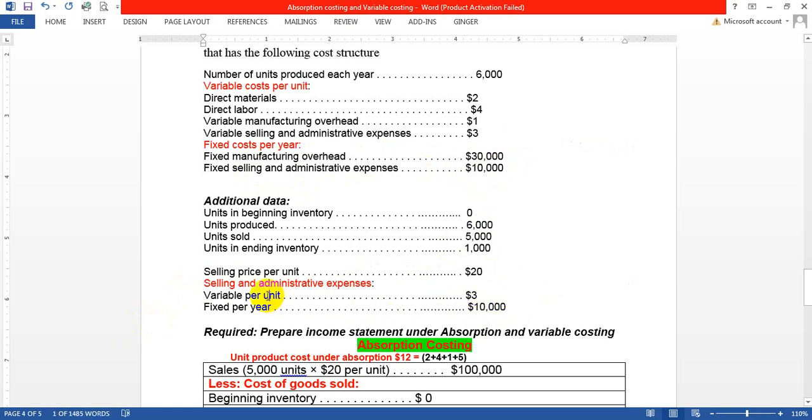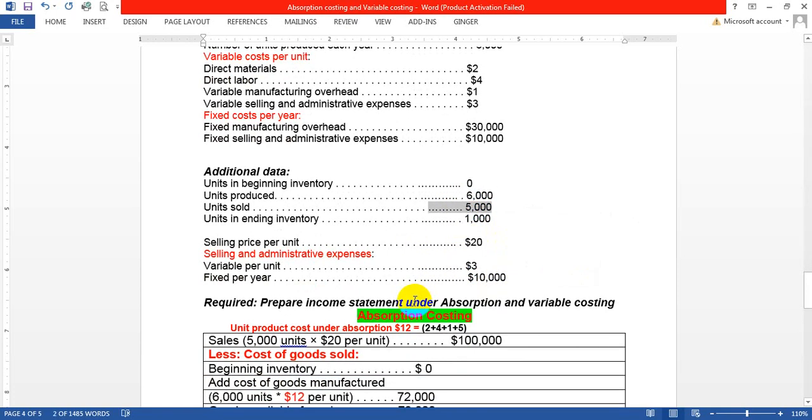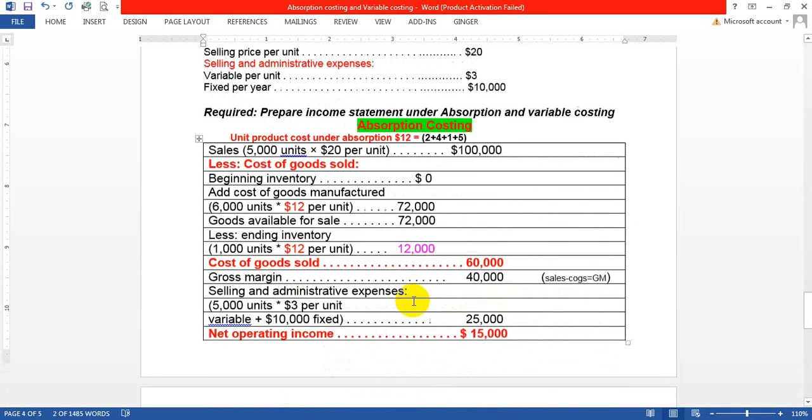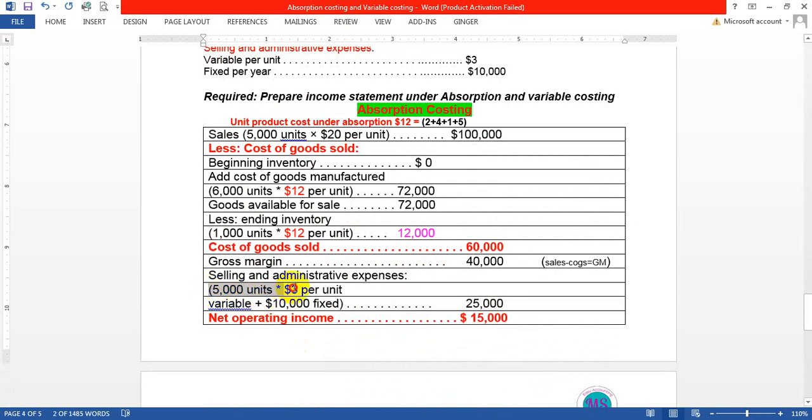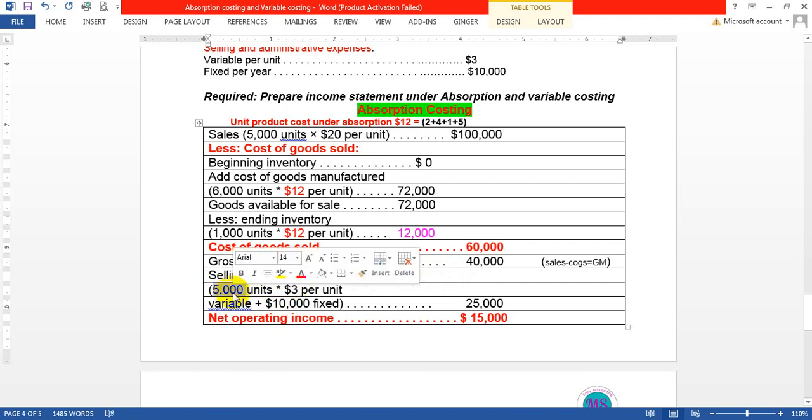Again I have 10,000 as my fixed. But what about my variable? The variable per unit is 3, and how many units did the company sell? That is 5,000. So 3 multiplied by 5,000 is equal to 15,000. Here you can see 5 into 3, this is my variable, plus 10,000 is my fixed. So when I calculate the total selling and admin expense, what will I get? 5 3s of 15, that is my variable, and 10,000 is my fixed. So the total becomes 25,000.